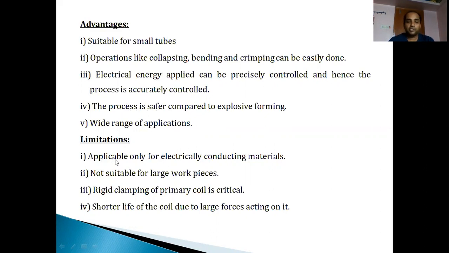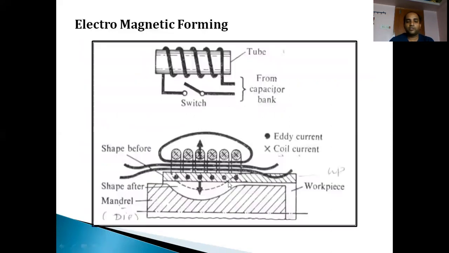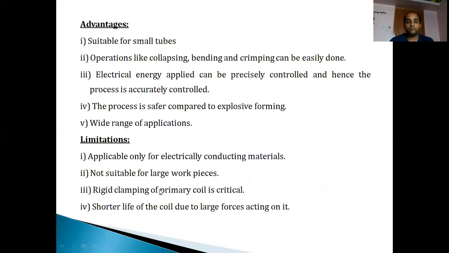As limitations, you have to use this only for conducting materials, that is, if they are made up of aluminum or copper, we can prefer this method. For other materials, it is not so effective. You cannot deform large workpieces, only small workpieces. The important thing is you should see that the clamping is done perfectly with the primary coil itself. Otherwise, the effective magnetic field cannot be developed, especially in this type of electromagnetic forming process.